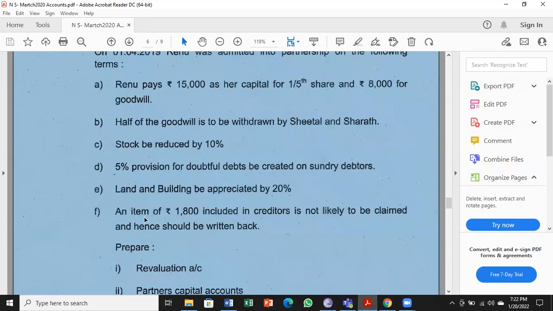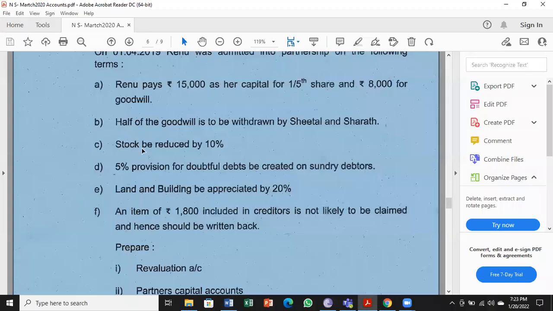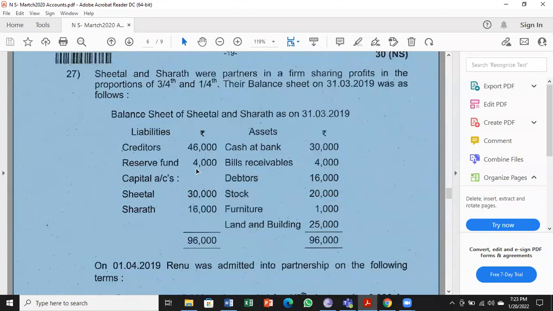Next, last adjustment. An item of rupees 1,800 not likely to be claimed, meaning to be written back. That is less. Written back 1,800. So outer column 14,200. So liability decreases by 1,800. That is how it becomes gain for the business. Next item of the balance sheet, reserve fund. Already we have divided it, so it won't come.